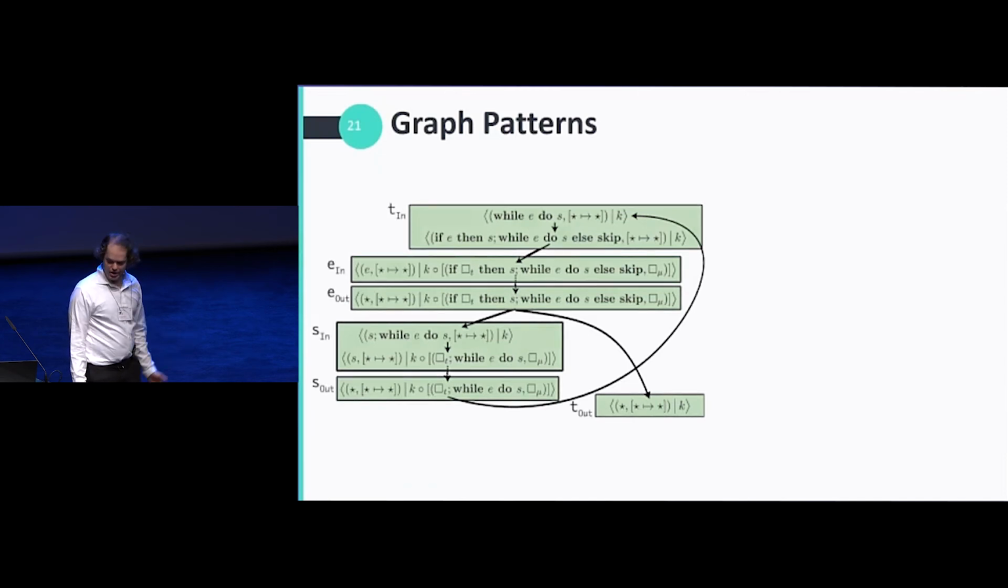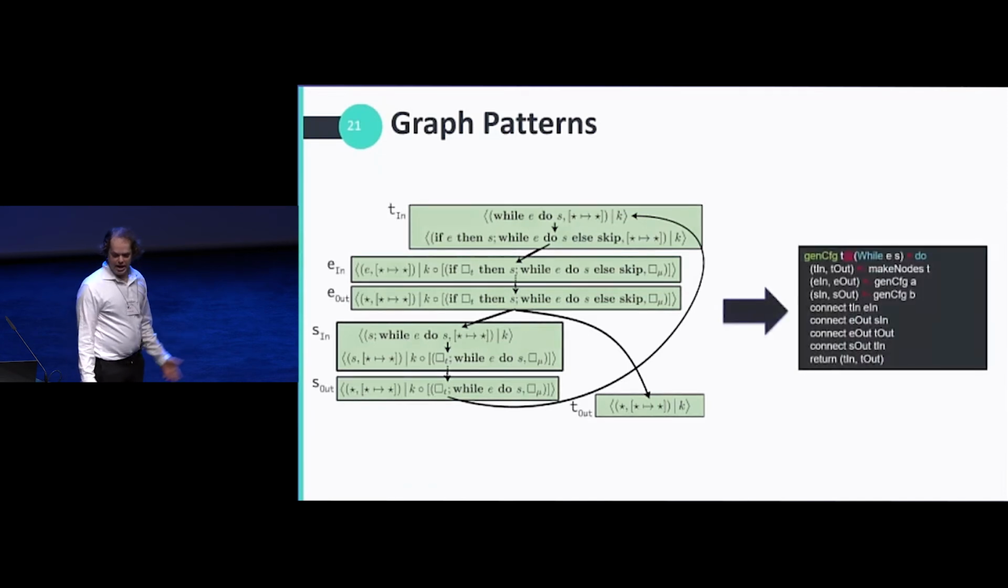Now I squeeze some of these things together and label them. And to get the code, I can just read off the code from this graph pattern. This graph pattern describes the control flow of all while loops in this language, period. And I just write some code that prints out these edges. And bam, I'm done.